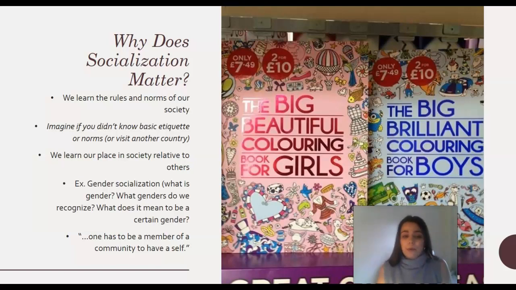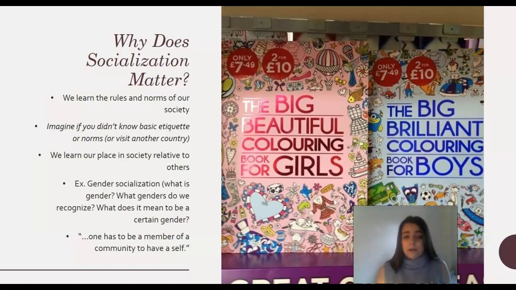The other really important point is that through socialization, we learn our place in society relative to other people. A really good example of this, as I was saying before, is gender socialization. As children, we learn a lot about gender, even if our parents aren't explicitly having conversations with us about it. By observing people, by watching TV, seeing how your parents interact, we learn what gender is, number one. What genders do we recognize?